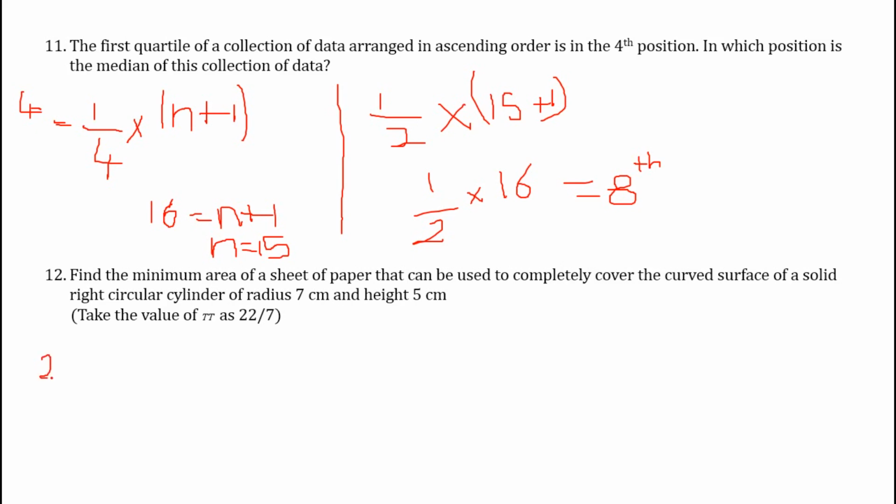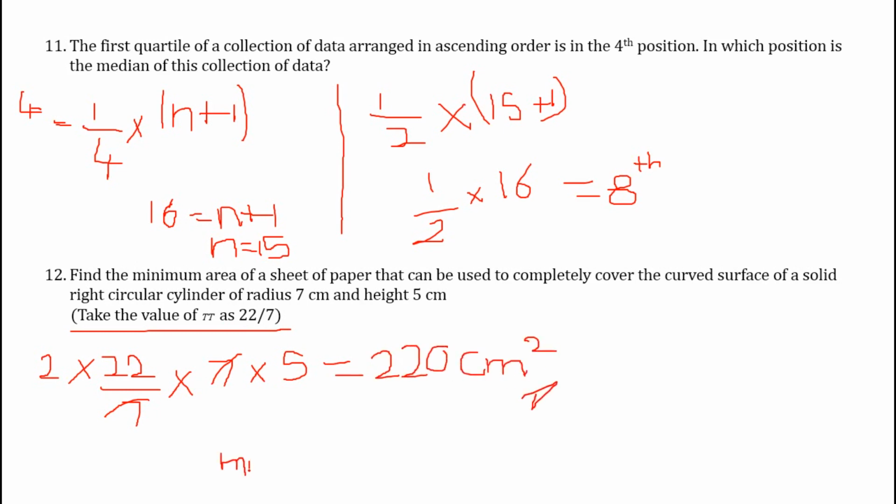So the equation will be 2 into pi. Pi has a constant value that is 22 over 7, and that is what they have told us to use, multiplied by r is 7 cm and h is 5 cm. So when you cancel this and this, you get 2 into 22, that is 44, and 44 into 5 will be 220. So this will be the minimum area to cover up the curved surface of a solid right circular cylinder. So with that, let's move on to the next set of questions.